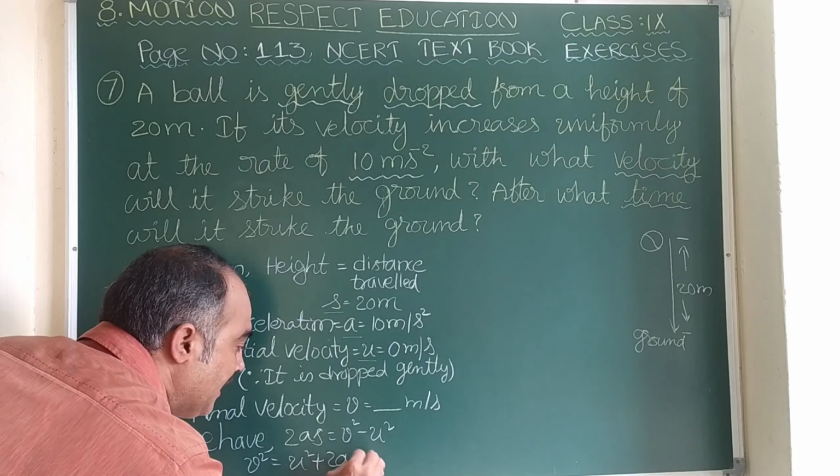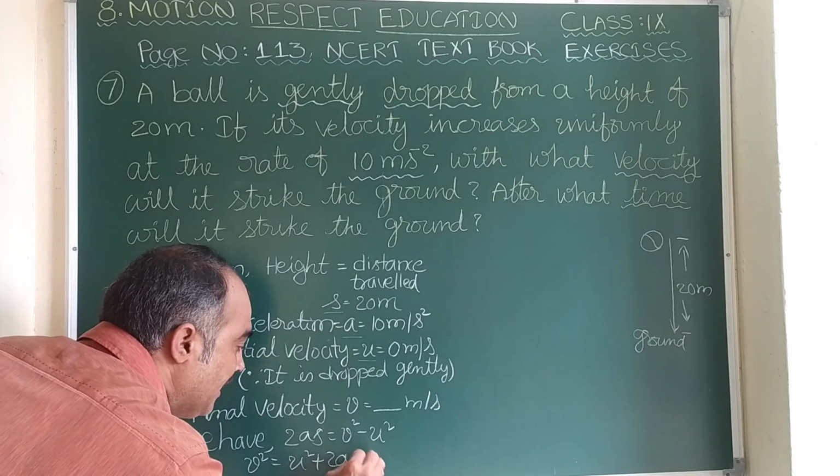So on simplification, V square is equal to U square. U is here 0, so 0 square plus 2 into A. Here A is acceleration, that is 10, into S. S is here 20. 0 square is 0 plus 2 tens are 20. 20 20s are 400. So here v square is 400 meter square per second square.